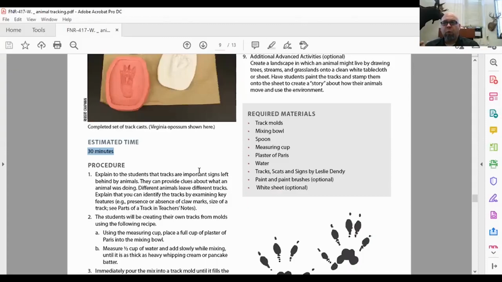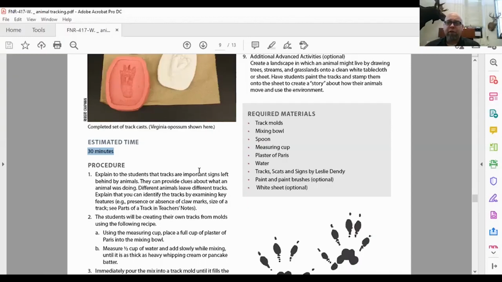Was it running? Was it walking? Was it searching for prey? We also want you to tell students that these different animals leave different tracks, and that they can identify tracks by examining really key features. I'm not going to go into the features in this webinar, but if you happen to have a chance to watch Animal Tracking Part 1, there's a great tutorial that really outlines the different types of tracks and some key ways to identify some common species of tracks in that webinar.